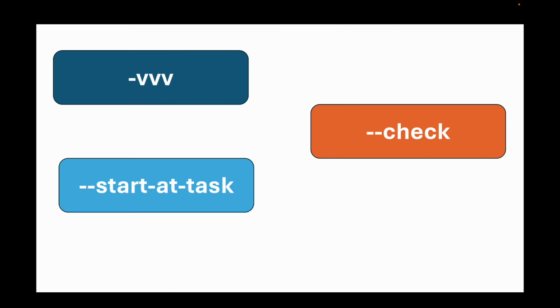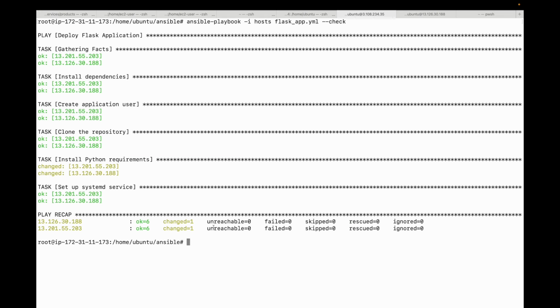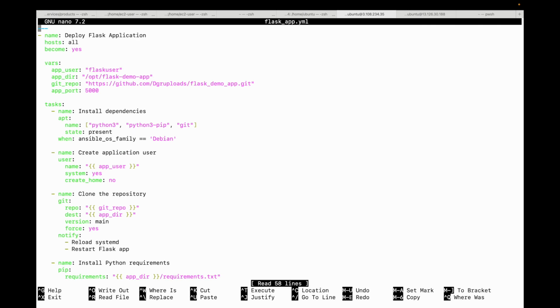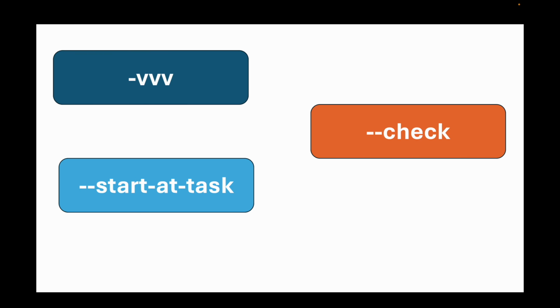Then you have hyphen start a task, which can be used to resume your playbook from a failed step. So let's say, for example, within your playbook, your playbook failed at this step. Now it's not necessary that you have to start the playbook again from the beginning. You can trigger the playbook from this particular step as well. That's where we can use start a task.